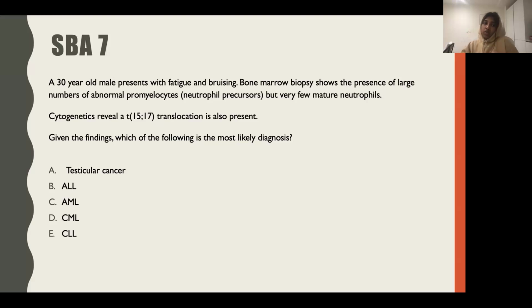Okay, next SBA. A 30-year-old male presents with fatigue and bruising. Bone marrow biopsy shows the presence of a large number of abnormal promyelocytes, so neutrophil precursors, but very few mature neutrophils. Cytogenetics reveals a t(15;17) translocation. Given the findings, which of the following is the most likely diagnosis?